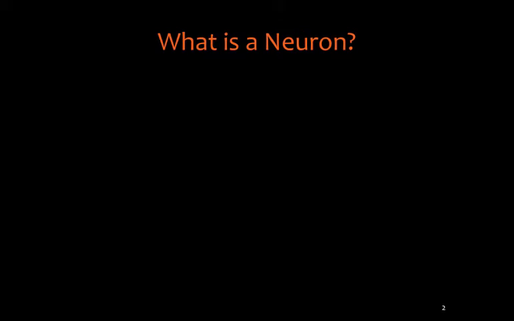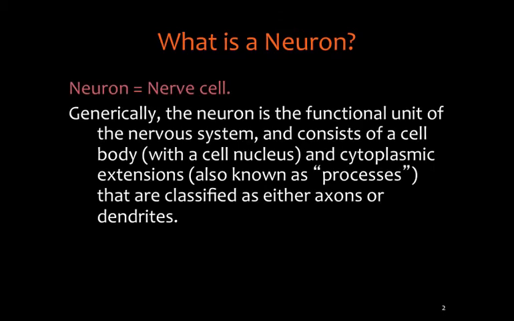As we move along, by the way, these slides correspond with the PDF slide set that's available to you on Moodle. So I'm just moving along through those. First concept we have to think about is, what is a neuron? A neuron simply is a fancy name for a nerve cell. The neuron is the functional unit of the nervous system, and it has basically three parts.